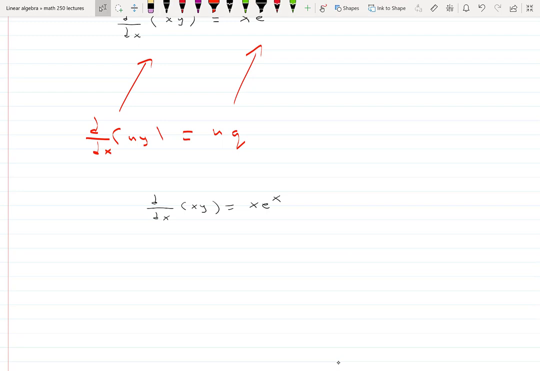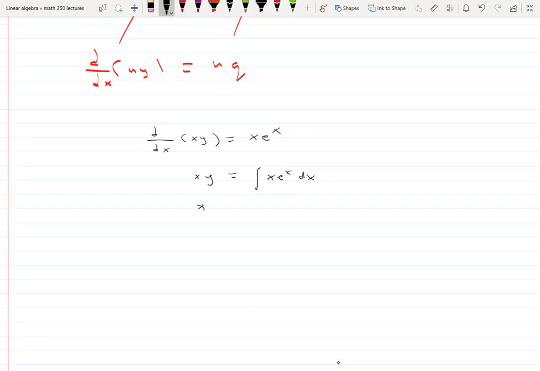So I'm going to integrate both sides with respect to x, and that gives me x y equals the integral of x e to the x dx. Using integration by parts, the integral of x e to the x is x e to the x minus e to the x. If that's not ringing a bell, you ought to stop the video and look up integration by parts, maybe your old homework, old textbook, even a Wikipedia page, to refresh your memory. But you're going to need to integrate by parts for this problem. So there's the implicit solution.